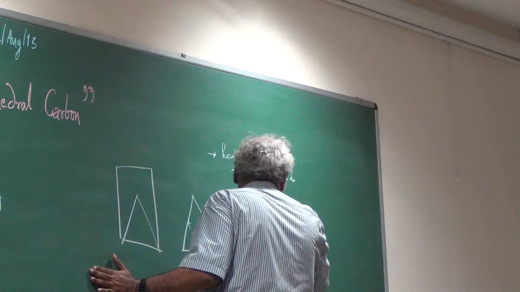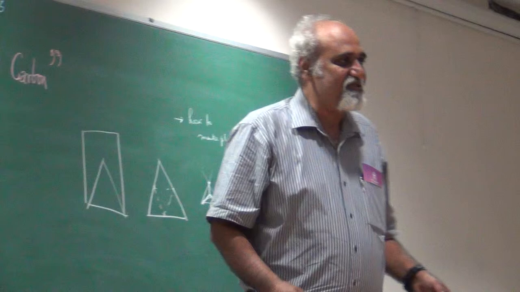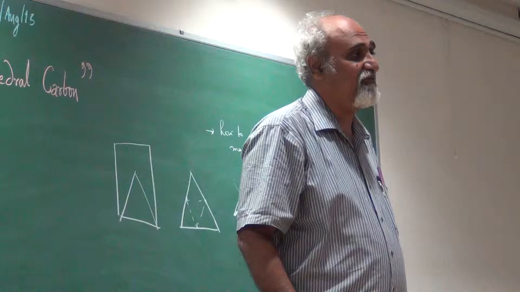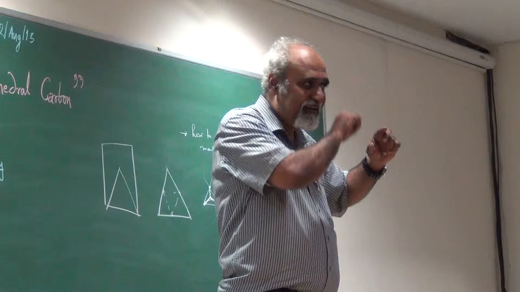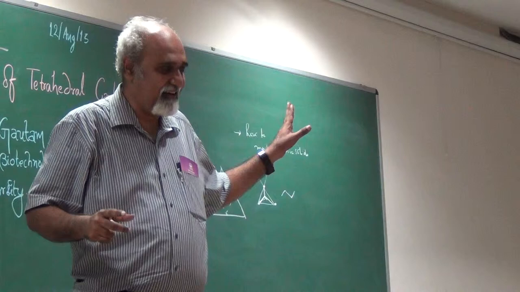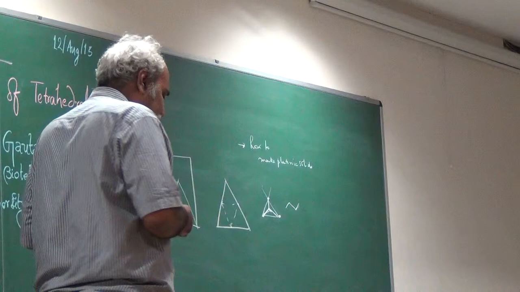The staggered form, the anti form of n-butane, comes out like that, and you can actually see it. You just take four tetrahedrons like that, join them to each other, and then you can see this.